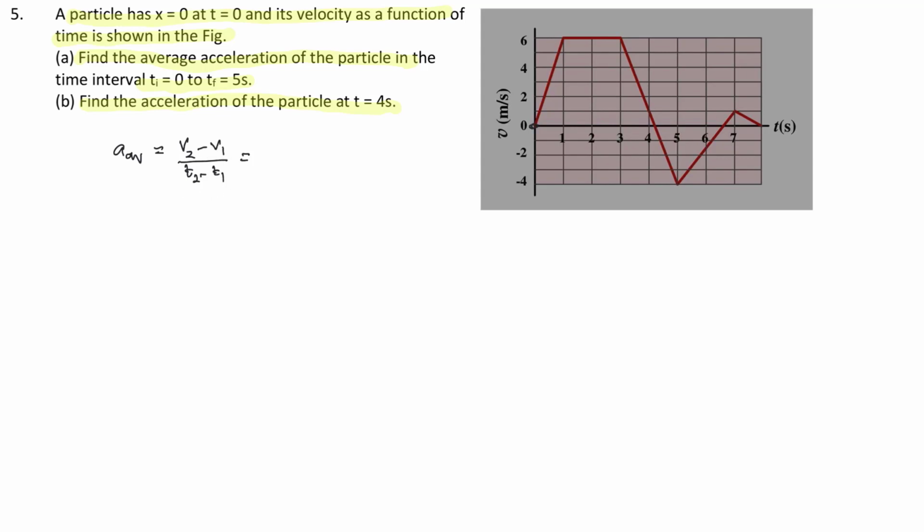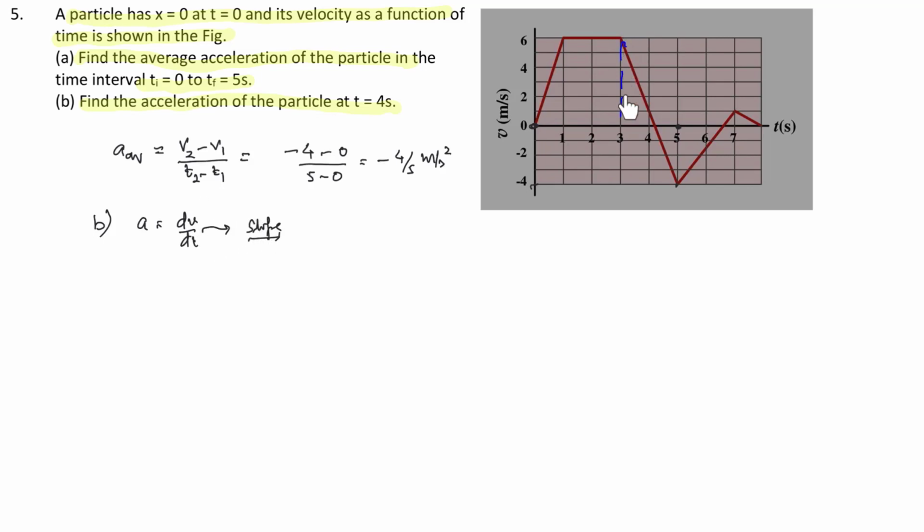At 5 second, velocity is minus 4, and at t equal to 0 velocity is 0. So this is equal to minus 4 by 5 meter per second square. And to find part B, instantaneous acceleration or simply acceleration at 4 seconds, we need to find slope of this line, because a is dv by dt and first derivative geometrically is slope.